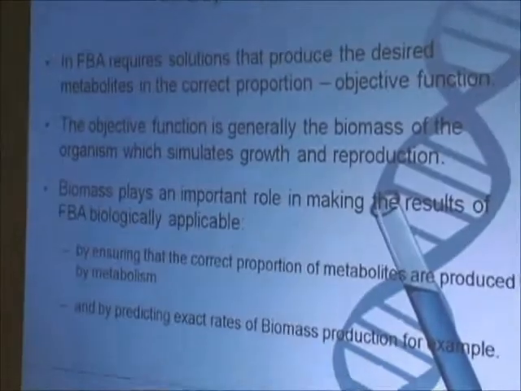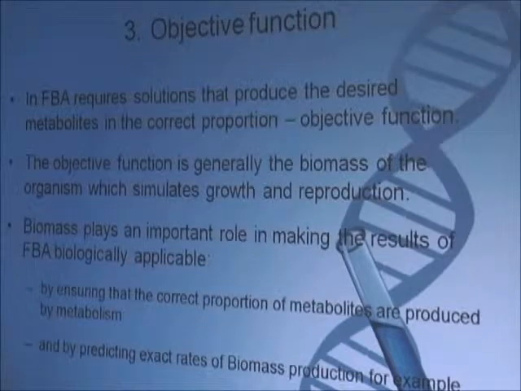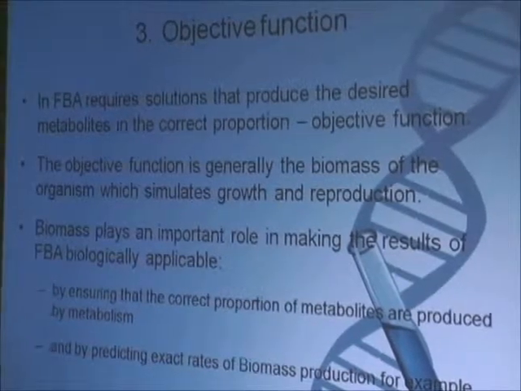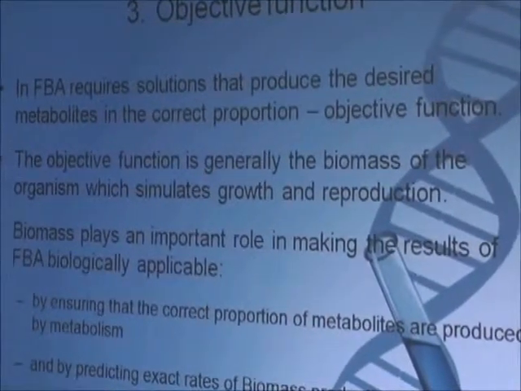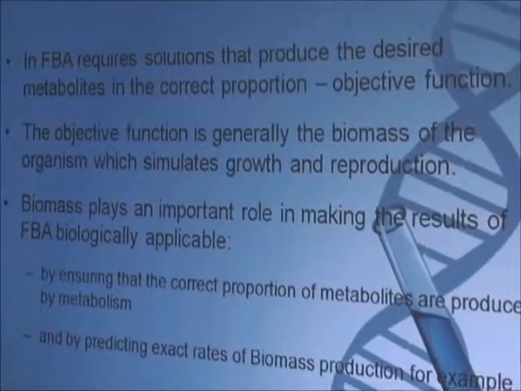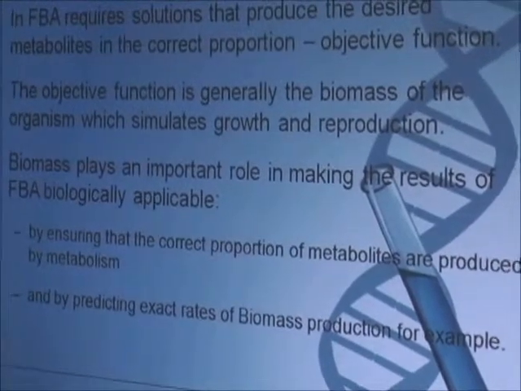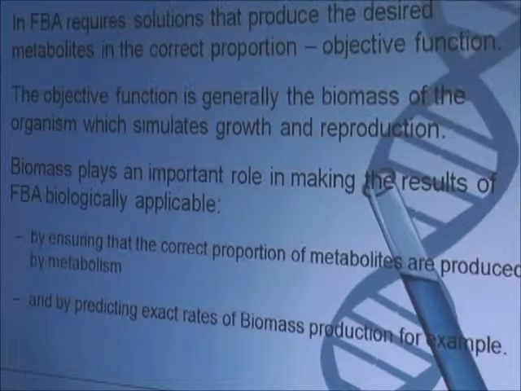And then we have the objective function. In flux balance analysis, we require solutions to produce the desired metabolites in the correct proportion. This is called the objective function or biomass, and it is usually referred to as the biomass of the organism. It simulates growth and reproduction. It plays an important role in making the results of flux balance analysis biologically applicable, in that it ensures that the correct proportions are maintained in predicting biomass production for that organism. Right? So that is the whole idea of flux balance analysis.